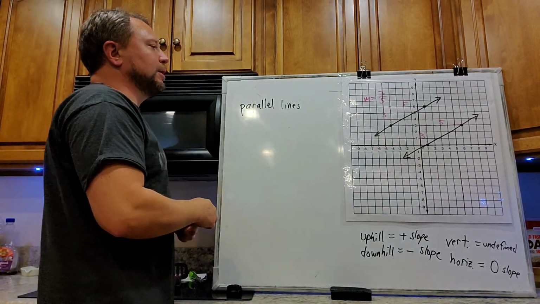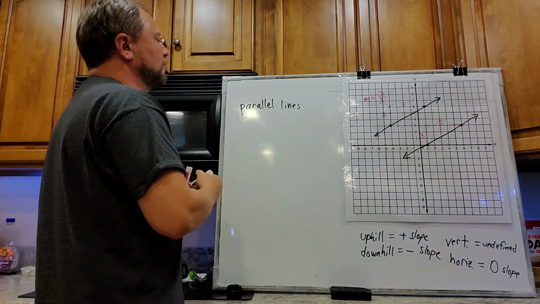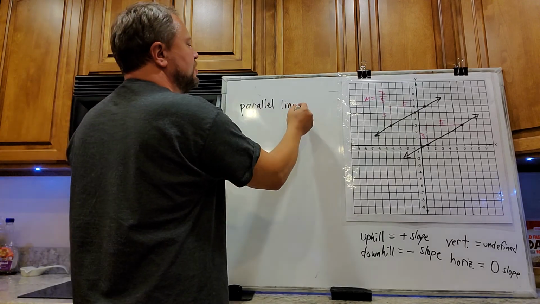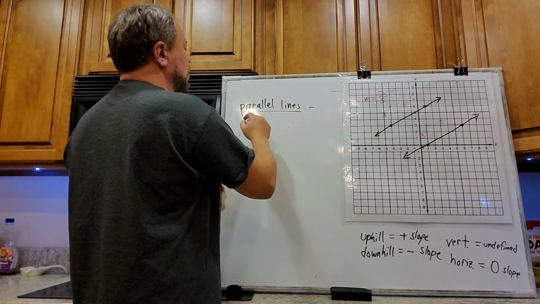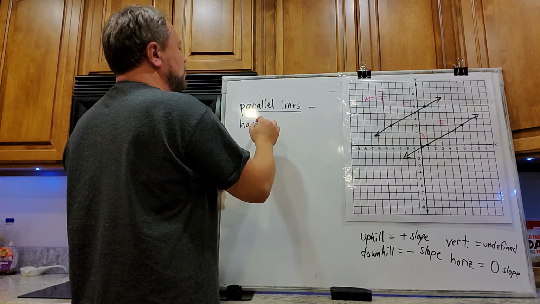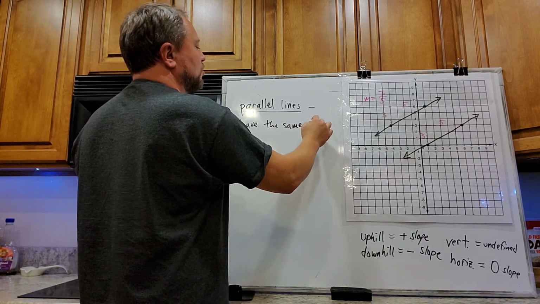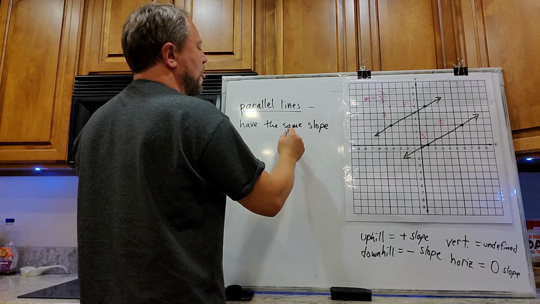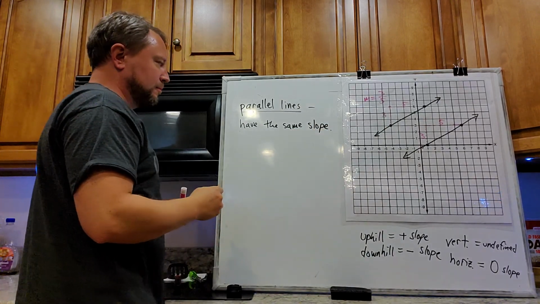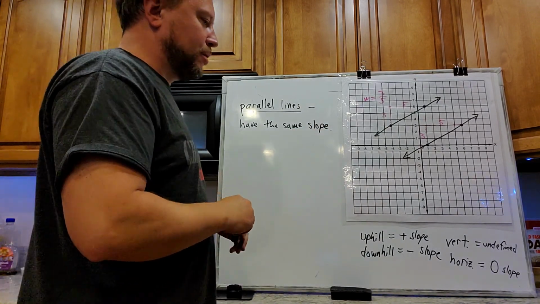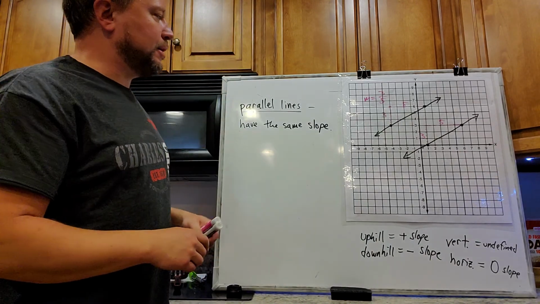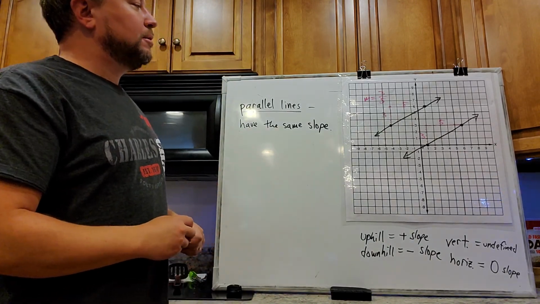Okay, so the point being then that when we talk about parallel lines, I want you to realize that parallel lines are always going to have the same slope. Okay? So keep that in mind. Parallel lines have the same slope.